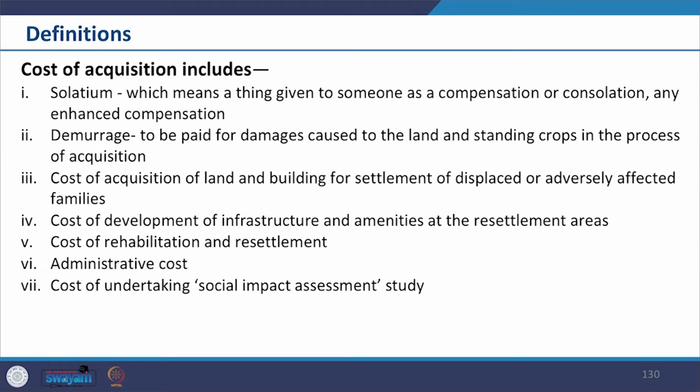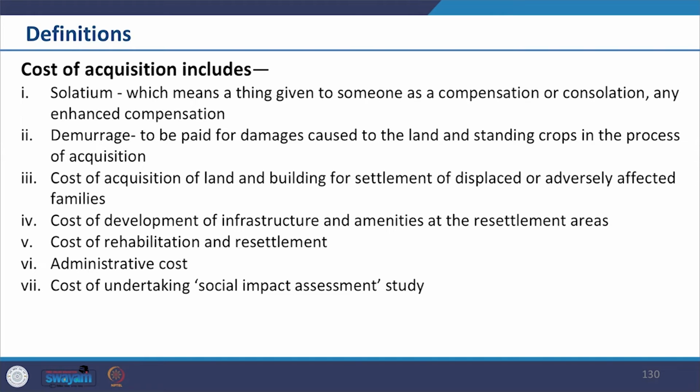It also includes cost of acquisition of land and the building for the settlement of the displaced. We also see the cost of development includes the infrastructure and the amenities at the settlement areas. Cost of rehabilitation and resettlement as determined in accordance with the provision of the Act, so that also is included. Further, it also includes the administrative cost, the cost which is invested to take care of all these things. Further, it also includes the cost of undertaking social impact assessment. So, with all these expenditures, the real cost of land acquisition comes in.